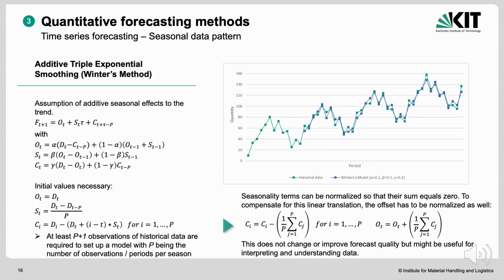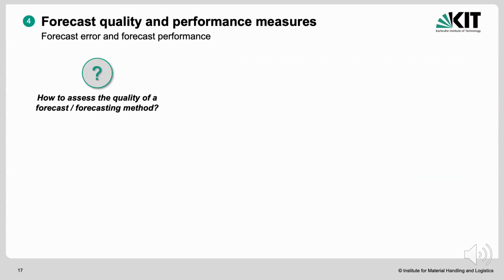It's sound practice to normalize the seasonality terms so that the total impact of seasonality is zero. So the seasonality is just expressed versus the trend. You see these two formulas down there, which facilitate exactly that. It does not change the value of the forecast or the quality of the forecast, but the interpretation is much easier.